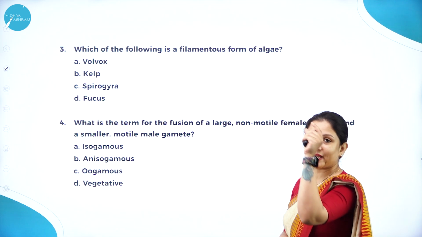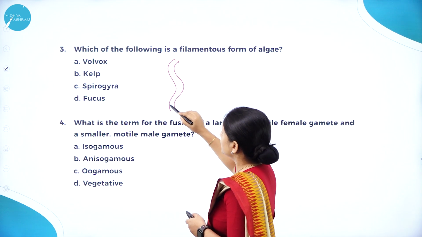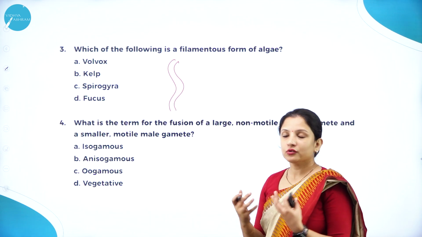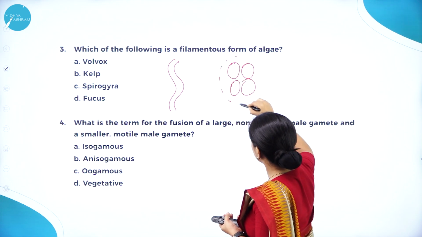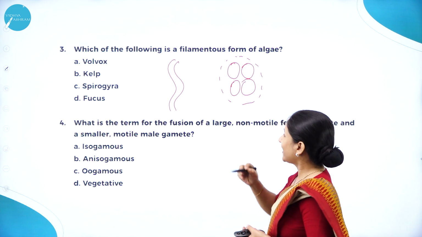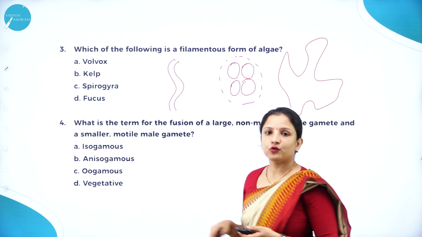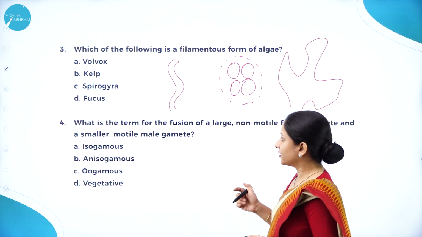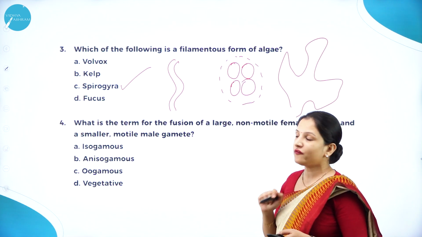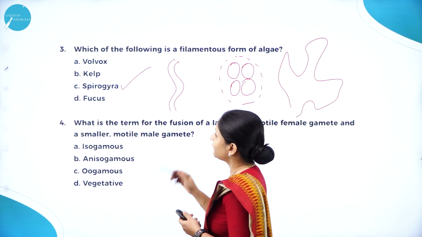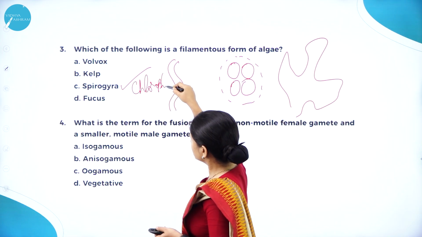Next, which of the following is a filamentous form of algae? Filamentous means it looks like a filament, like this. Volvox actually looks almost round. They occur in colonies, round, and that colony is covered by a gelatinous sheath. Kelp are huge algal forms which don't have a particular shape. Fucus also is not filamentous. Therefore, Spirogyra is the filamentous alga. The cells are spirally arranged in the form of a filament. Spirogyra is an example of a Chlorophyceae member.